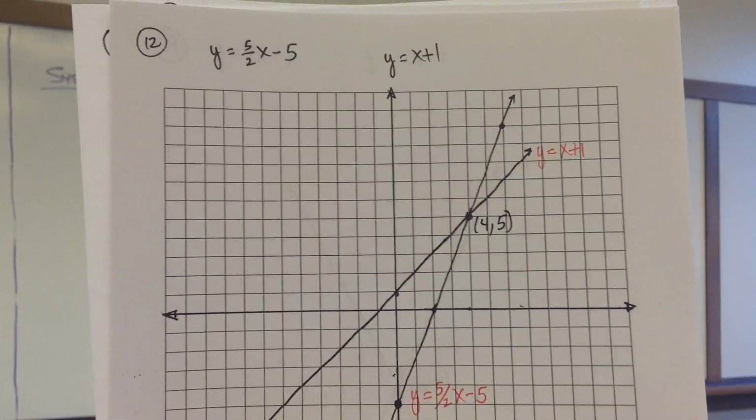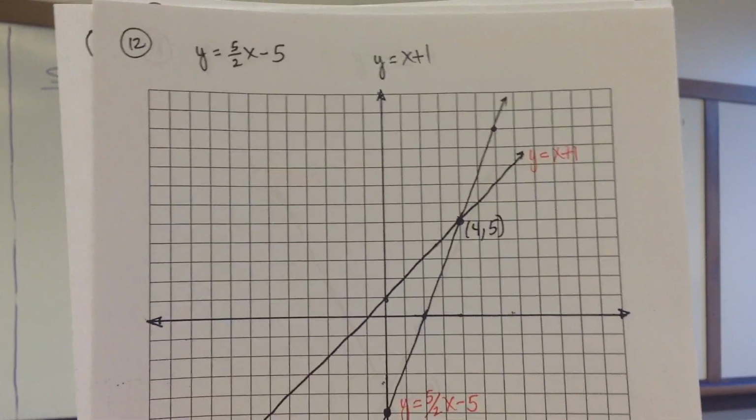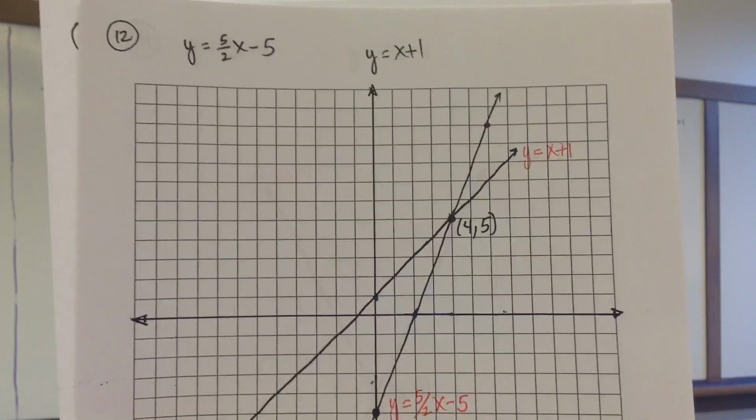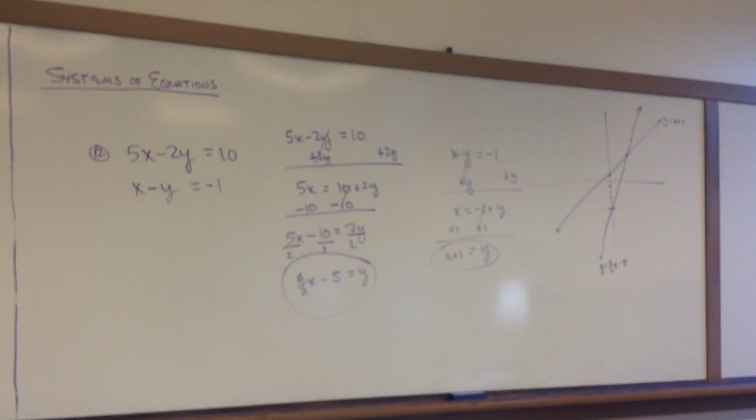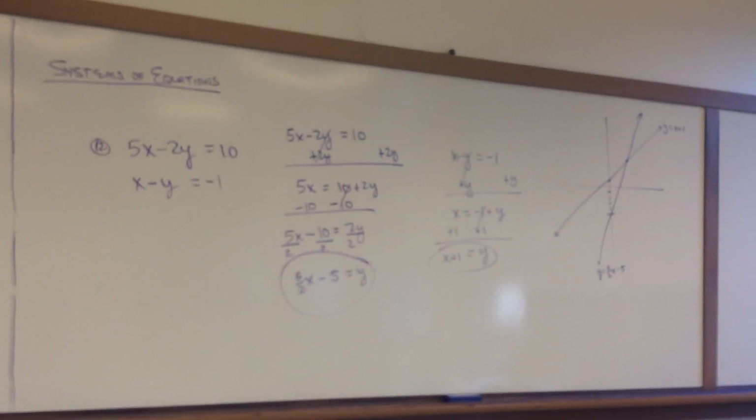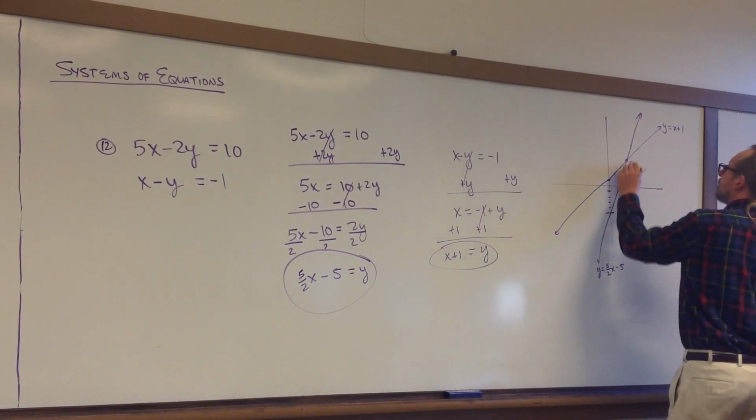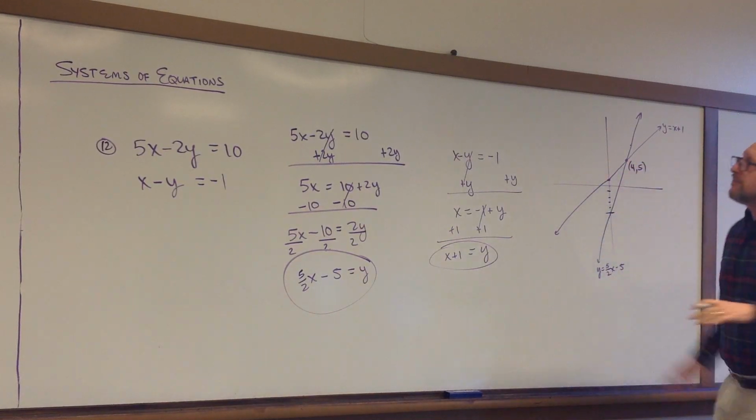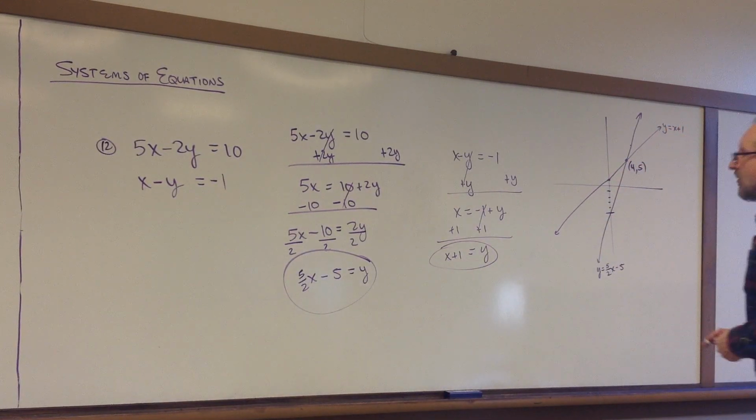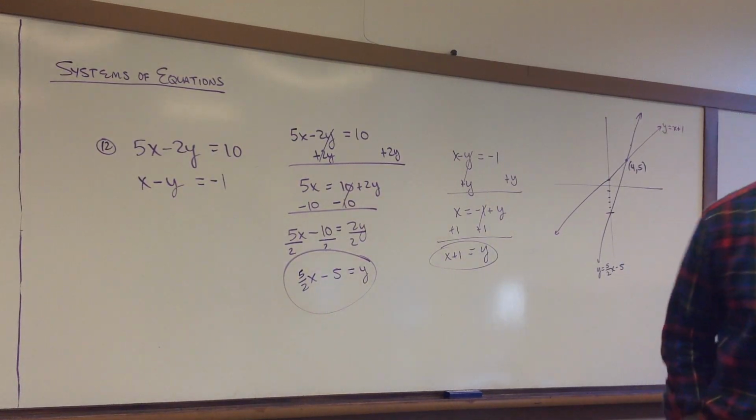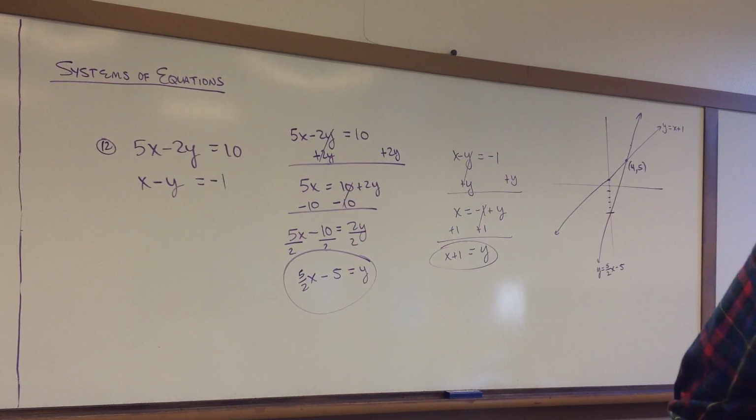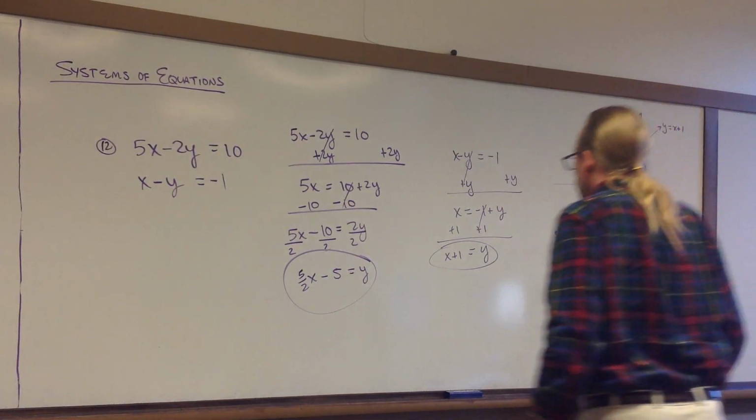So there's the paper version. There's the two lines, and you can see that intersection point is the point where x is 4 and y is 5. Now let's get this to focus. There we go. Okay, so this is the point 4, 5, and that should be the solution to our system of equations. Okay, let's keep moving on these. We'll look at a couple more.